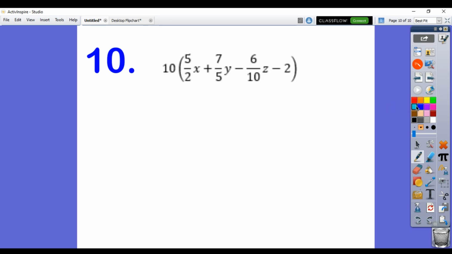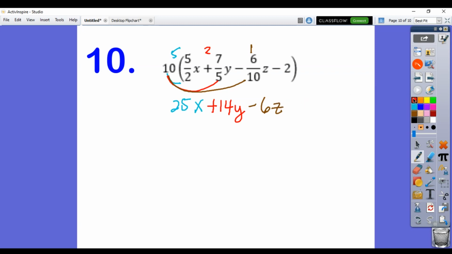All right, last one here. Again, I'm going to divide. 10 divided by 2 is 5. 5 times 5x will give me 25x. 10 divided by 5 is 2. 2 times 7y is going to be 14y. 10 divided by 10 is 1. 1 times negative 6z is negative 6z.